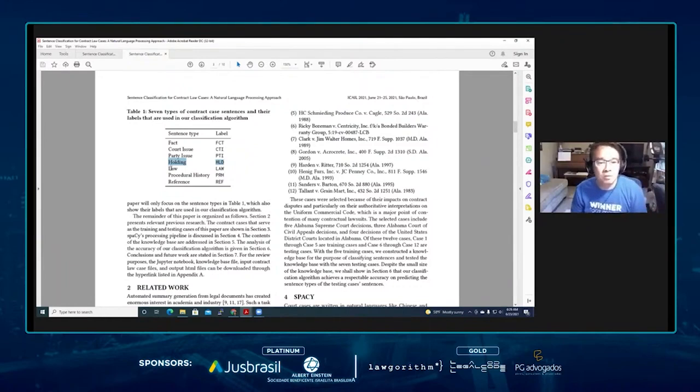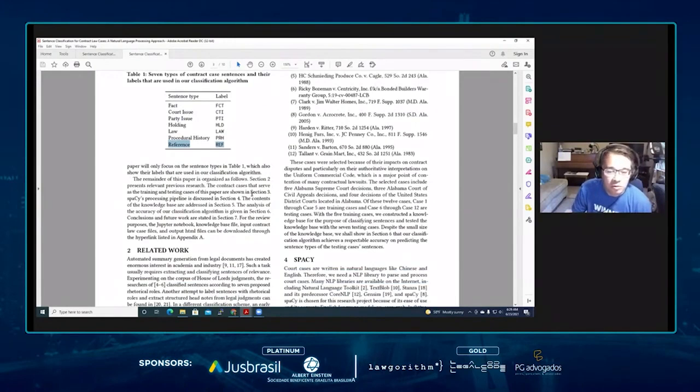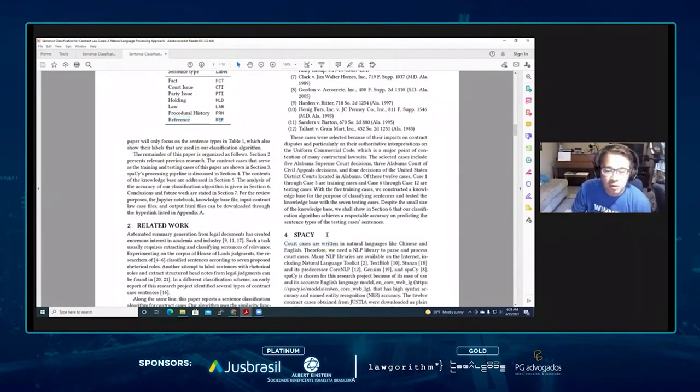And then the law sentence is simply some reference sentence. And procedural history is, of course, the procedural history of the case. And then the reference sentence, in a way, is the least important. It's essentially just listing those references. So the way we do it, we're using spaCy, a natural language NLP library, to parse it.